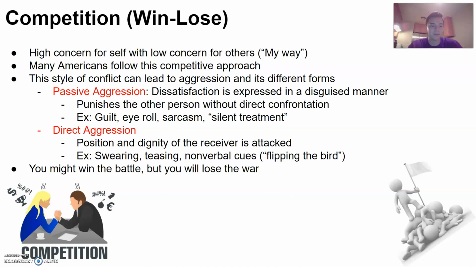And then who knows what it'll lead to in the future. There's also direct aggression, which is the exact opposite of passive aggression. This is where position and dignity of the receiver are attacked. And again, examples of direct aggression include swearing, teasing, and nonverbal cues such as flipping the bird.